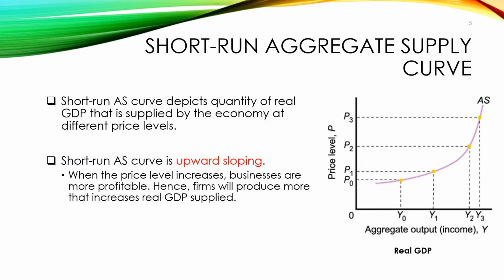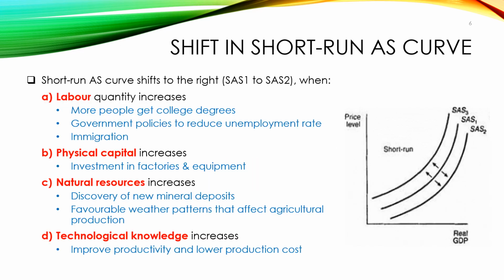In the short run, the AS curve is upward sloping. This implies a positive relationship between price level and real GDP. When the price level increases, businesses are more profitable. Therefore, firms will produce more. That increases real GDP supplied. The short-run aggregate supply curve shifts to the right when labor quantity, physical capital, natural resources, and technological knowledge increase.